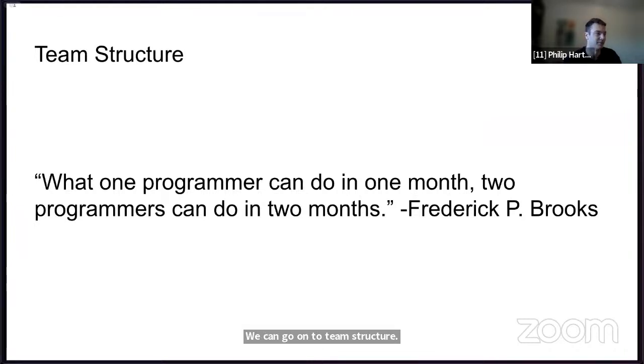This is the quote from the book: what one programmer can do in 1 month, two programmers can do in 2 months.